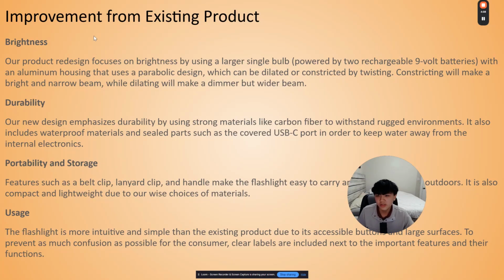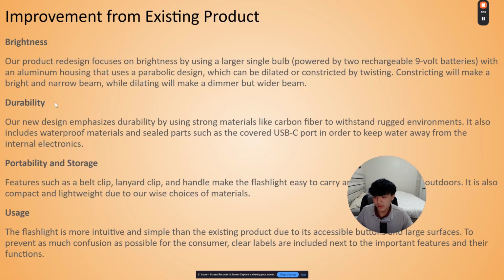The redesign had many improvements from the existing product. The first improvement was the brightness, which, thanks to the larger singular bulb powered by two rechargeable 9-volt batteries with an aluminum housing that uses a parabolic design, enhanced the brightness of our final product, which made it way better than the competitor. Next, our durability, thanks to strong materials like carbon fiber to withstand rugged environments. It also includes waterproof materials and sealed parts such as the covered USB port in the back of the flashlight in order to keep water away from the internal electronics.